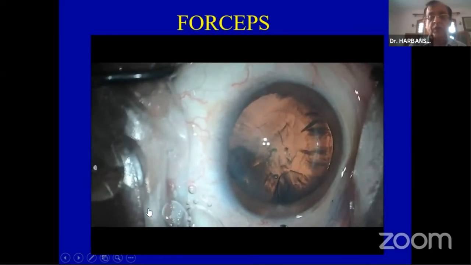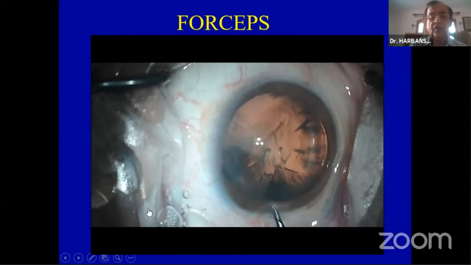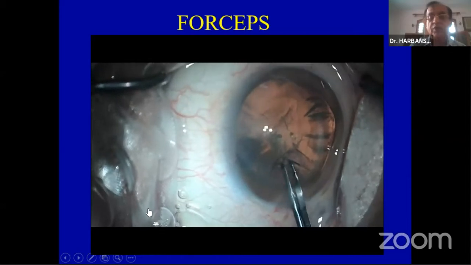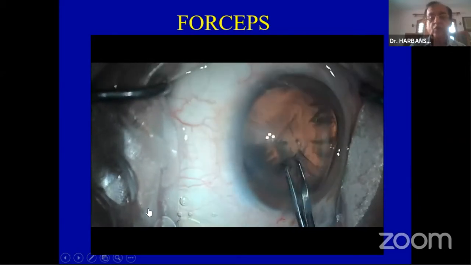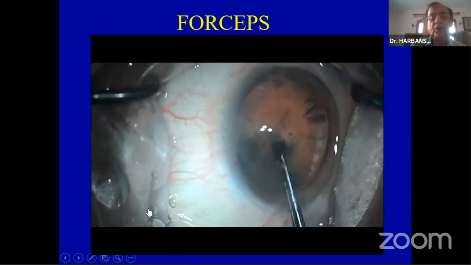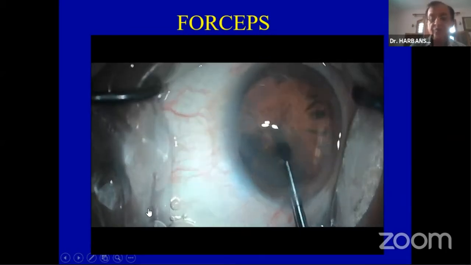So now I was pulling in this direction. Now you see that I changed the direction. I've taken the forceps out because now I'm using the other end of the incision to go towards this side. So the direction of my forceps was not accurate for completing the rexis.